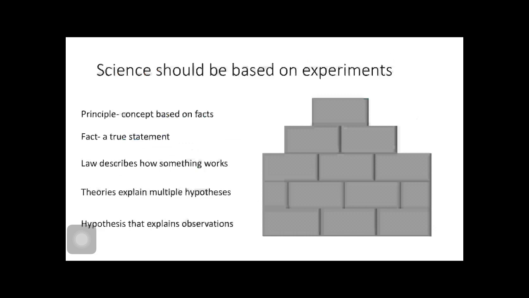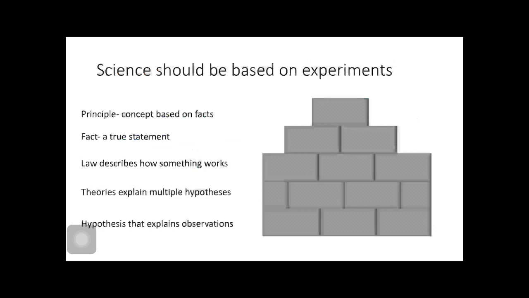So we come up with some theory. A theory is still in development. It's still being tested, but it explains several different hypotheses across maybe even multiple disciplines. At some point, a theory might become a law. A law, or scientific law, just describes how something works. So we might describe it, the law of gravity. That is, things get pulled toward the center of the earth.